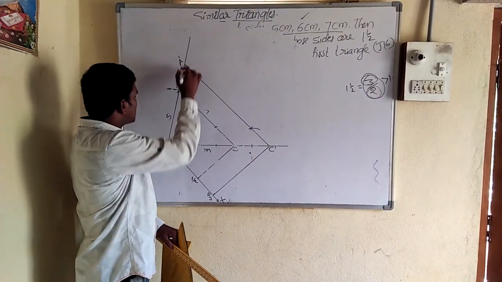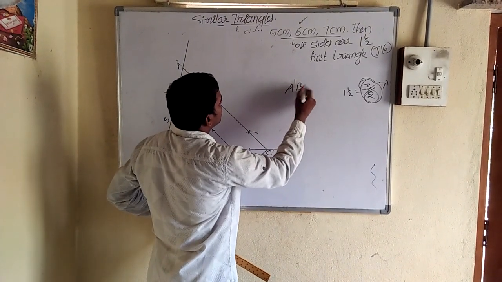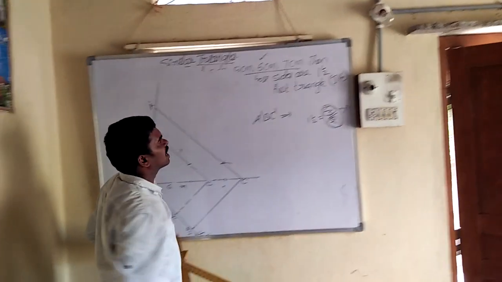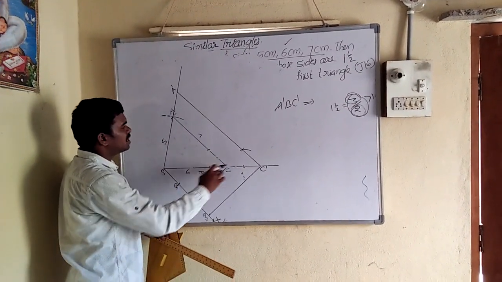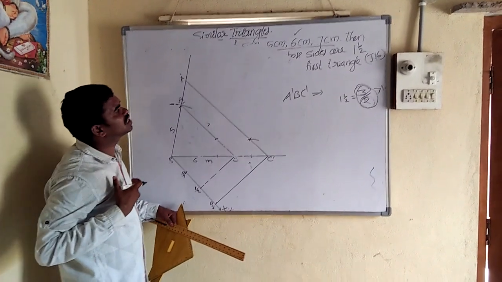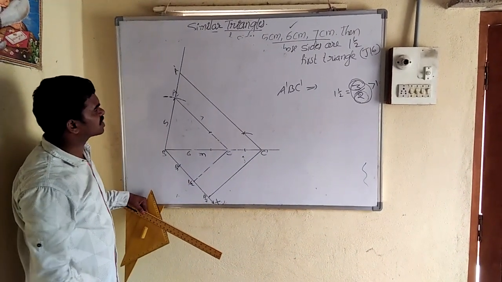Okay, this A dash B C dash is the required triangle. A dash B C dash is the required triangle. It must be 1.5 times the triangle ABC. So this is a new similar triangle in the construction.